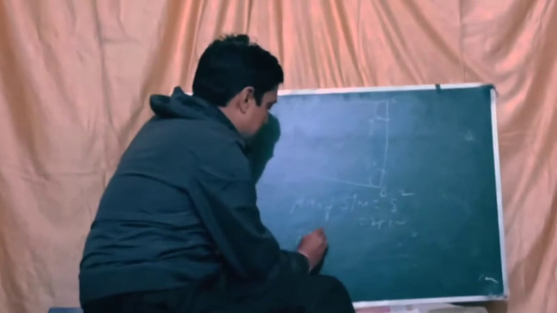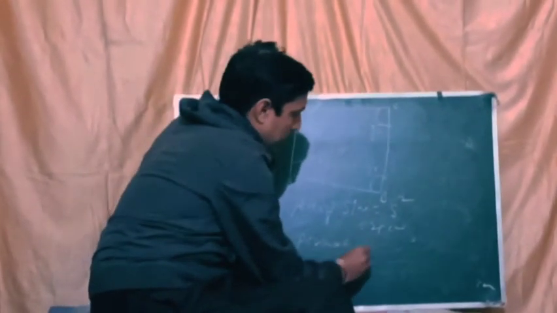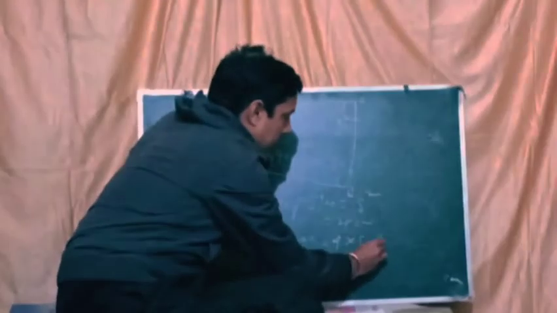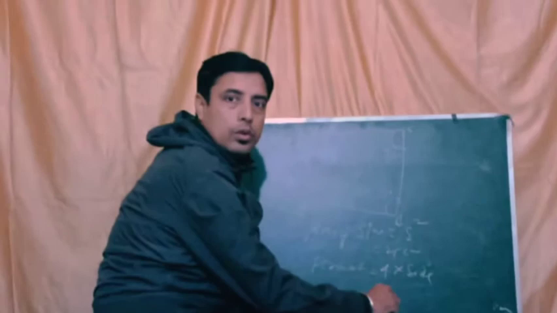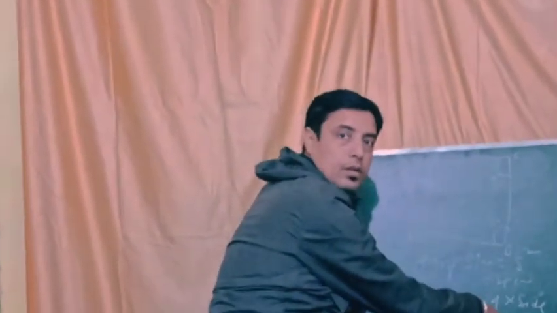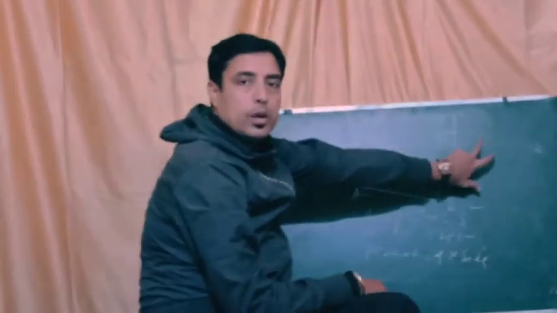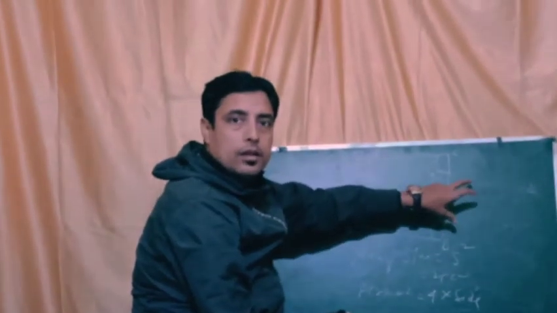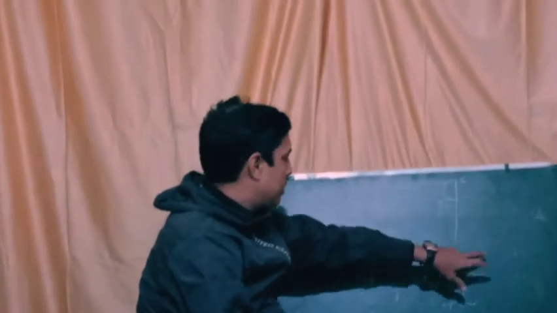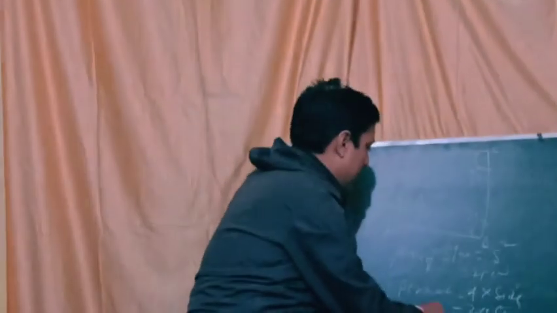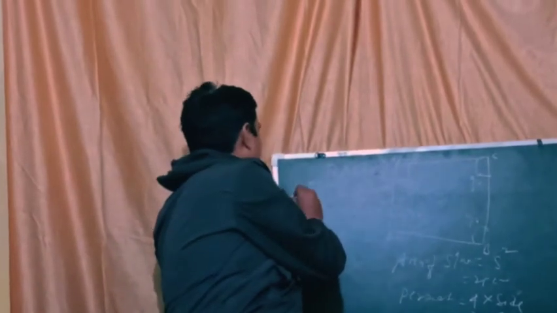Then the diagonal would be, sorry, perimeter takes. Perimeter is equal to 4 into side, right? So suppose the side is 5 centimeter, then what would be the perimeter? 4 into 5, so 20 centimeter.